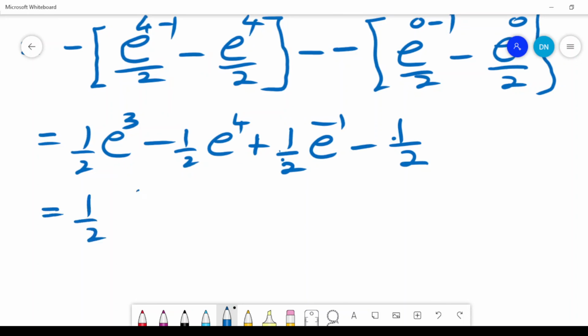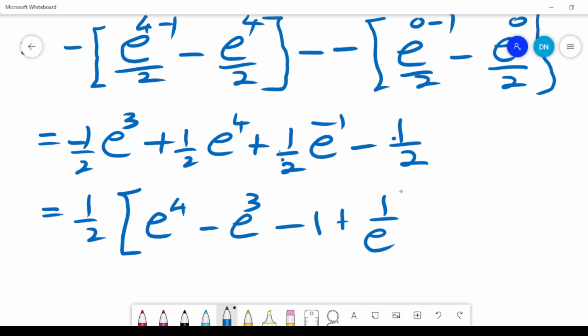So it is a half. And this gives rise to e raised to power 4 minus e raised to power 3 minus 1 plus 1 over e, and that is the final solution to that equation.